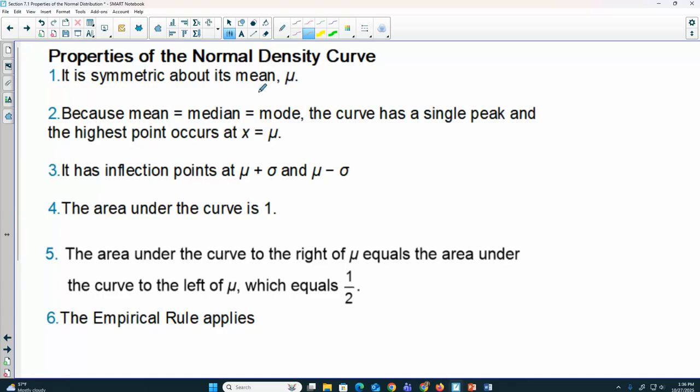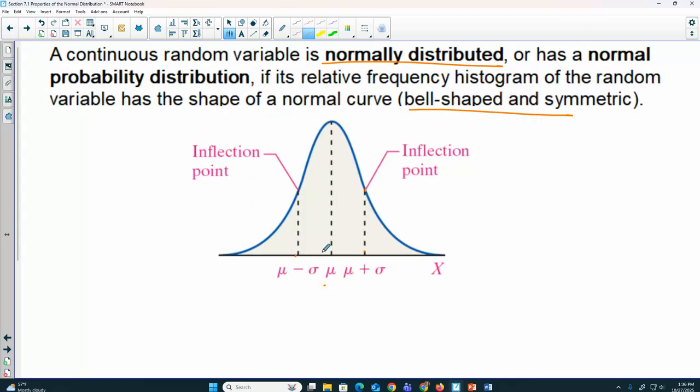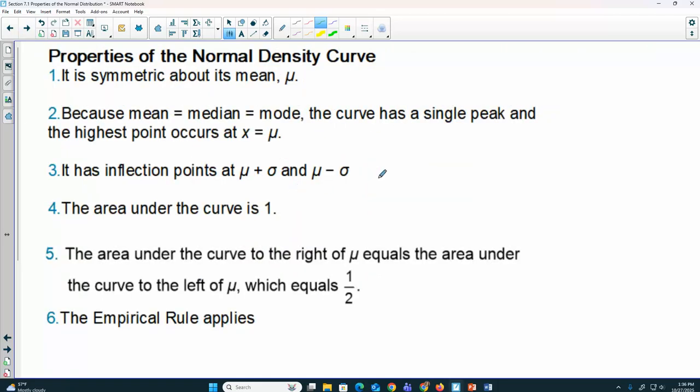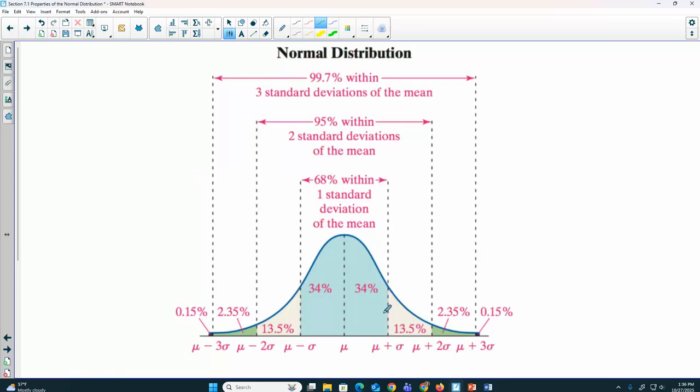Our properties: it's symmetric about the mean, so that means the area on the left-hand side would be the same as the area on the right-hand side, or 50-50. 50% chance of being below, 50% chance of being above the mean. It's symmetric. Total area is 1, and our empirical rule works. Remember that empirical rule, it's on our formula sheet, we've talked about it a few times. 68% of our data is within 1 standard deviation, 95 within 2, 99.7 within 3.